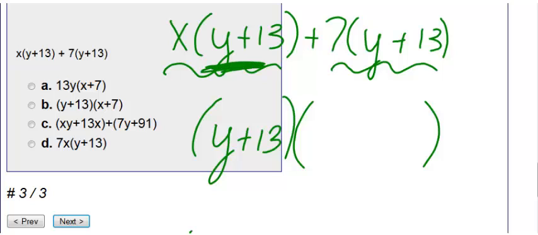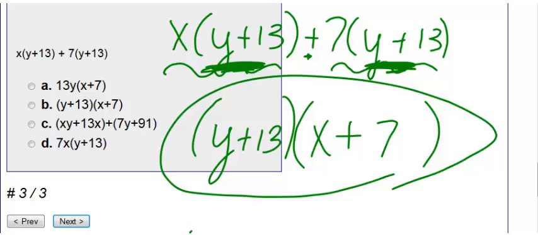Now if I pull out a y plus 13 here, it's gone. I'm going to be just left with an x. Plus, then I pull out a y plus 13 here, I'm left with a 7. That's my final answer. I don't need to do anything else. Therefore, my choice is B.